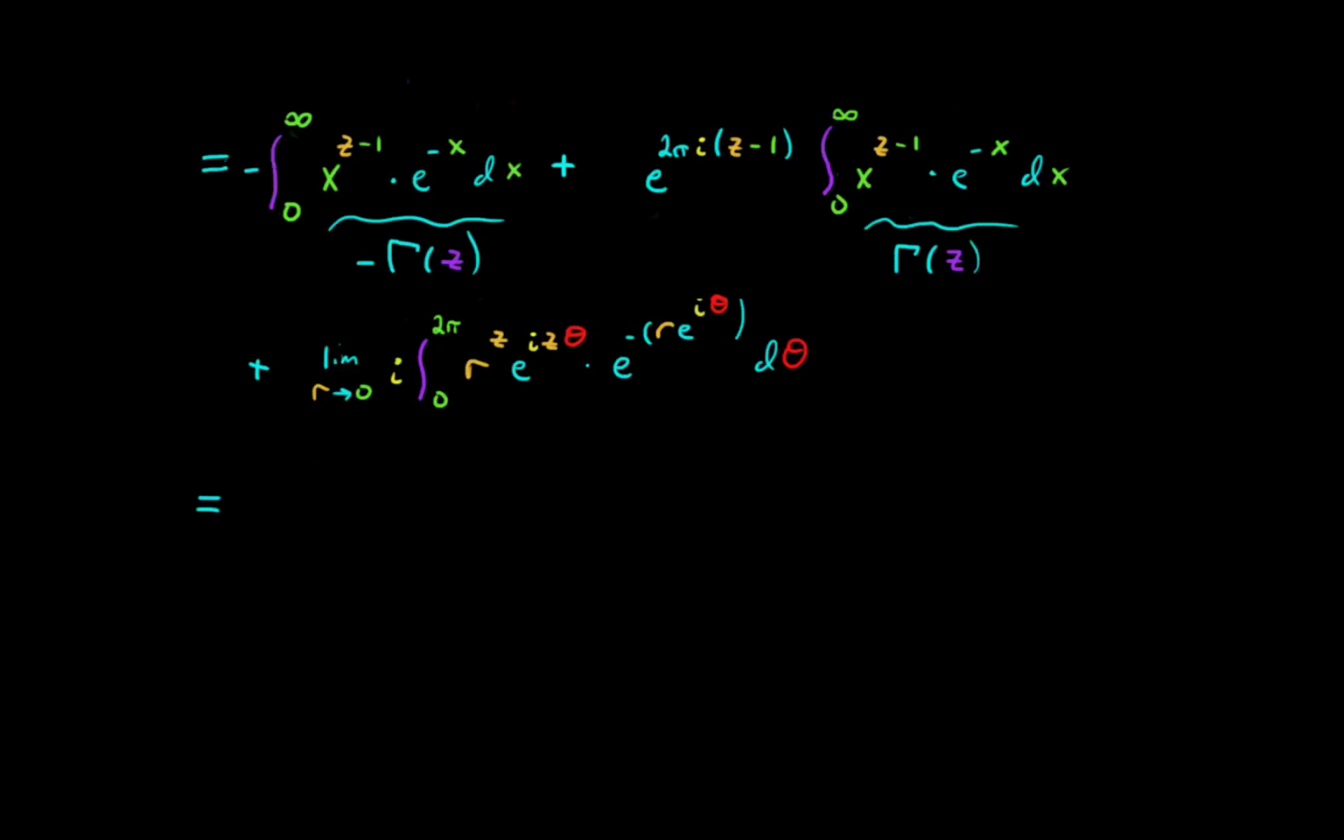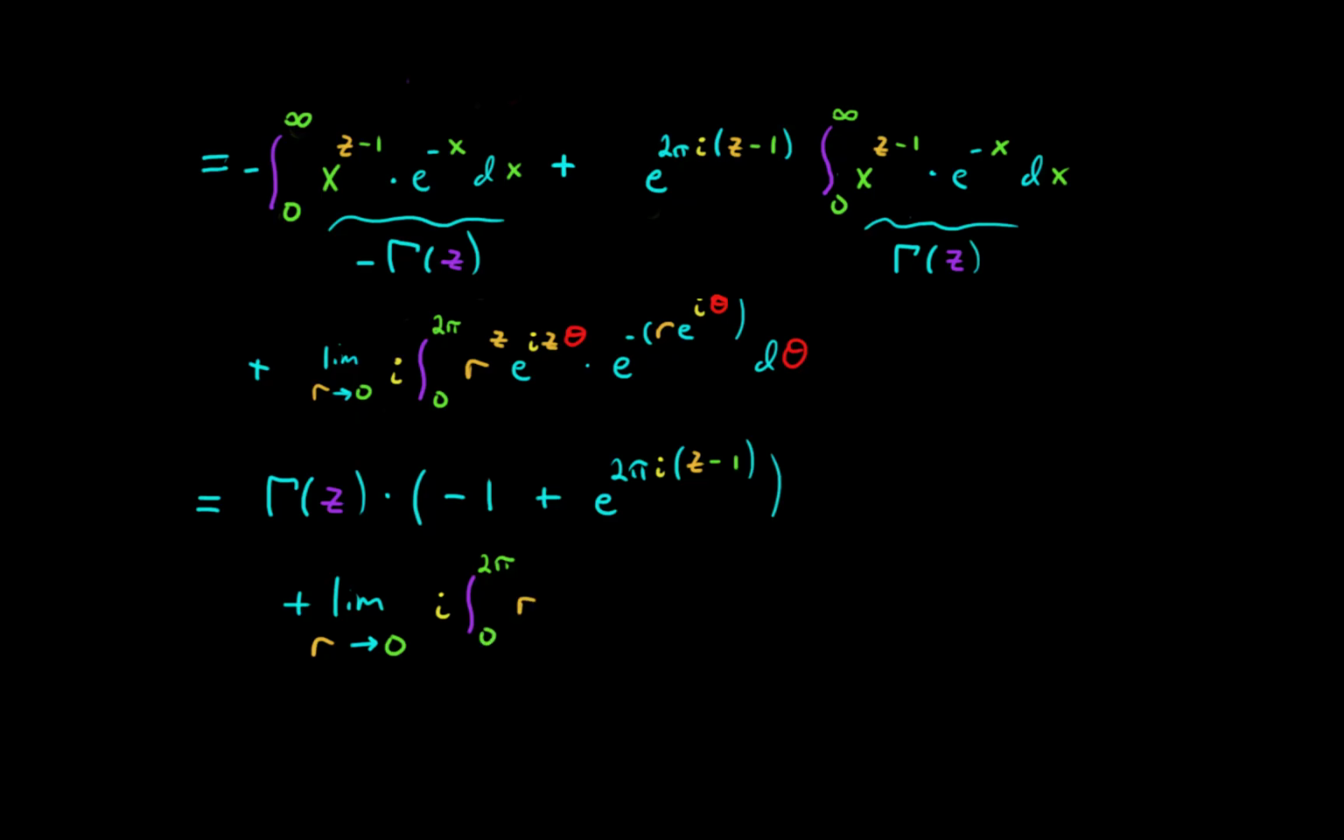So let me move this to the top of the screen, and we can factor out gamma of z from those first two terms in the sum, and we get that this sum equals gamma of z times negative 1 plus e to the 2 pi i times z minus 1, close parenthesis, plus this integral that we still need to evaluate, taking the limit as r goes to 0, of i times the integral from 2 pi to 0 of r to the z times e to the i z theta times e to the negative r times e to the i theta, close parenthesis, d theta.